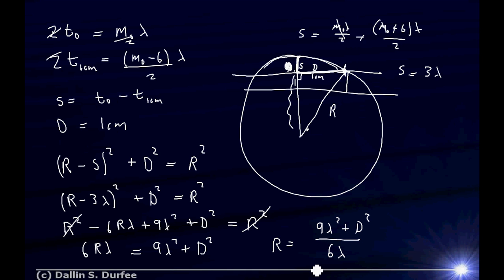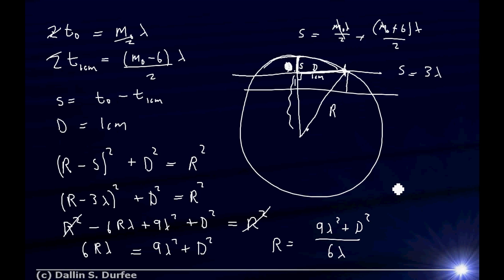Does it make sense? Anyway, you think about this. If D were bigger, if I had to go out further to get those fringes, that means that the thickness isn't changing as fast, and that's a bigger circle, so it makes sense. If D is bigger, then I get a bigger radius of curvature. That makes sense.